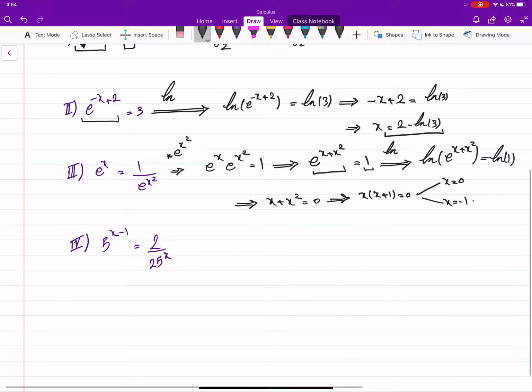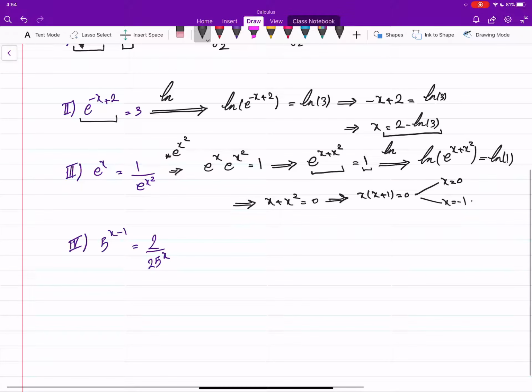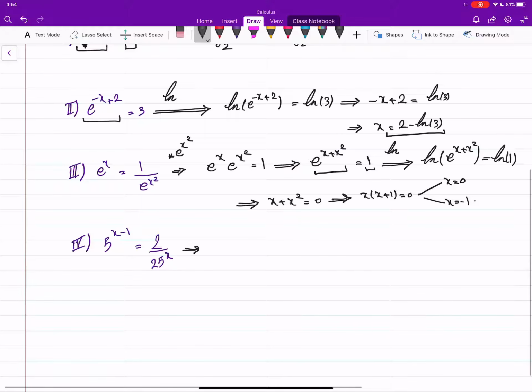Well, how about this other one? Again, there are exponential terms spread out everywhere. Put them together. Bring all of them to one side as much as you can. So this is e to the power 5x plus 1 times 25 to the power x equals 2. When you want to put all the exponential terms on one side, you have to try to make one big exponential with one base.